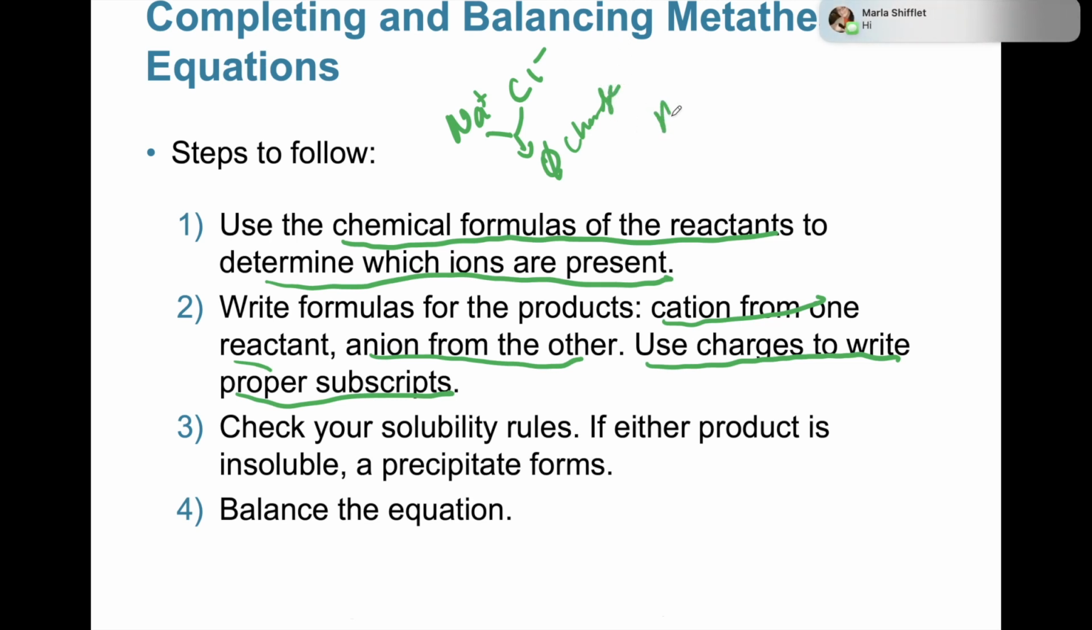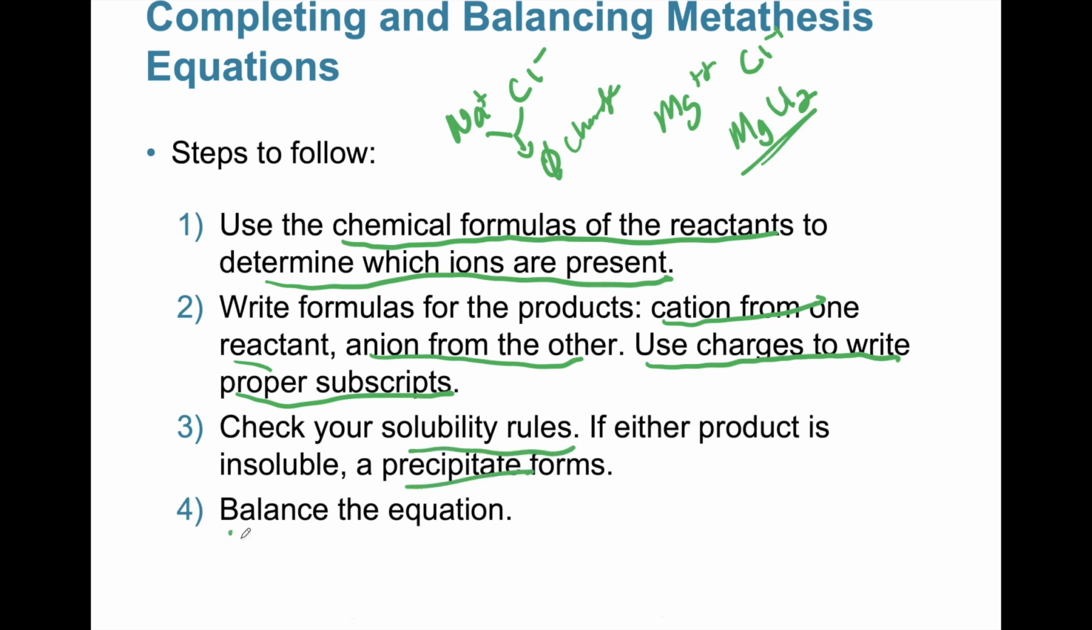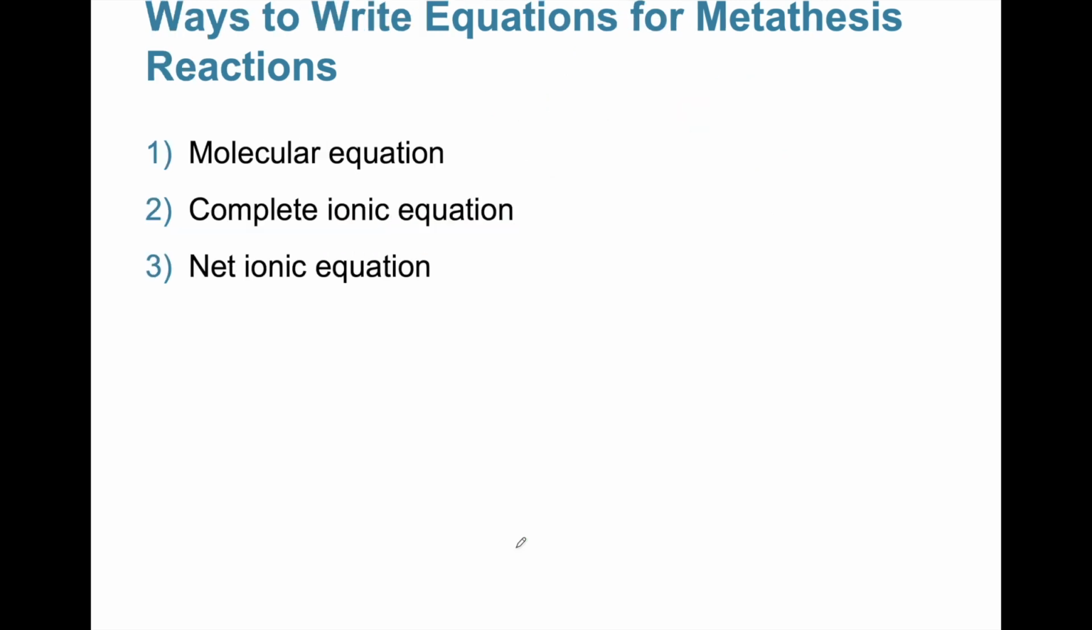Or if you had magnesium, which is +2 charge, and you had a chloride, which is -1 charge, then that would have to be magnesium chloride with the 2, right? So that's what it means for making sure you write your subscripts correctly. And after that, you can check your solubility rules to see if anything forms, and then you balance the equation with coefficients, right? So I already went through all that, but it's just a step by step for you if you need it.